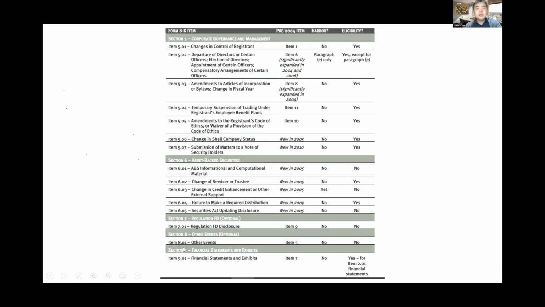So 7.01 and 8.01 are for anything that is not classified in the above items; you can put it in 7.01 or 8.01, so you put it in two items. Basically, any news that is not classified in the previous categories will go into 7.01 and 8.01. That's the rule for 7.01 and 8.01.